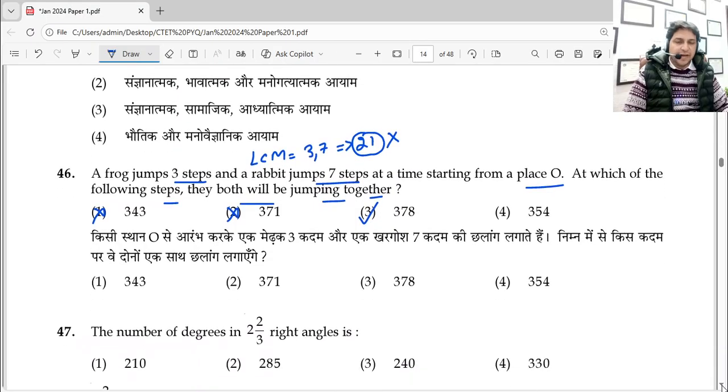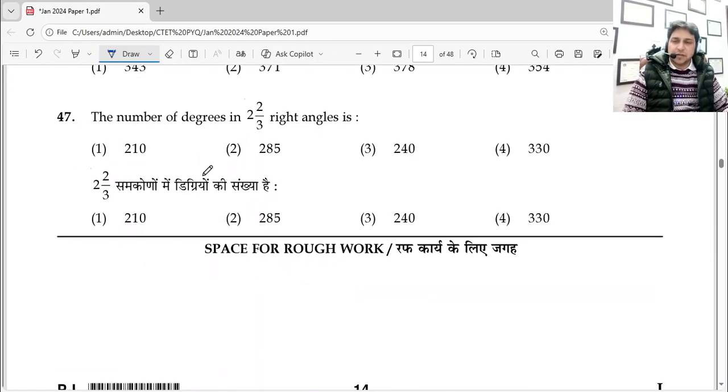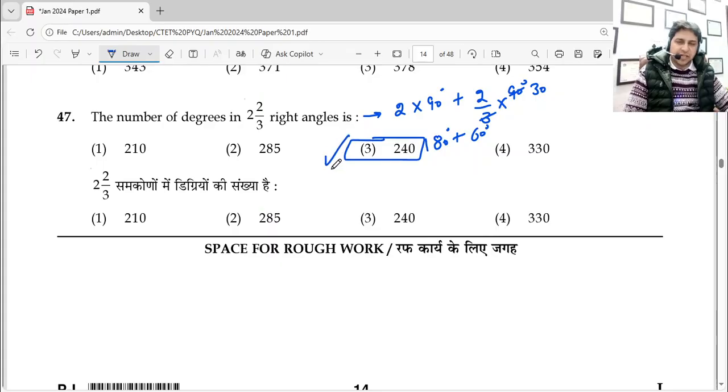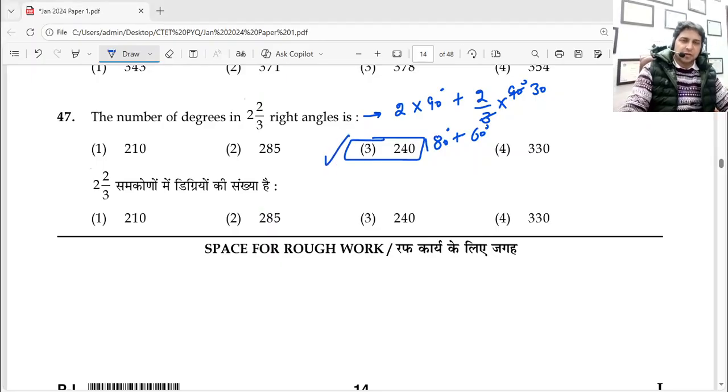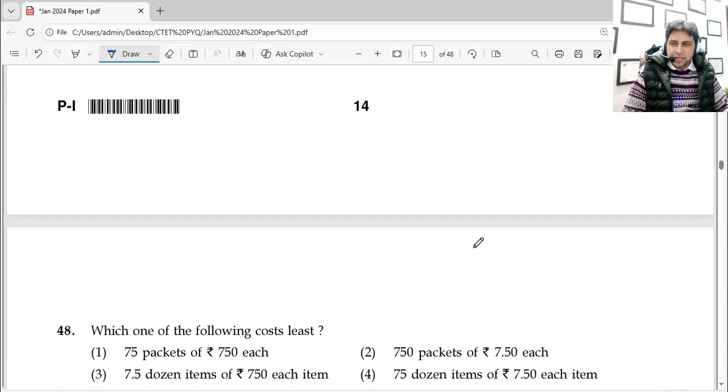Quite easy, I believe. Now the number of degrees in 2 and 2 by 3 right angles: that means 2 into 90 degrees plus 2 by 3 of 90 degrees. That means this is 180 plus 3 into 30 into 2, which is 60. The total comes out to be 240. So this is the answer again. Quite easy.